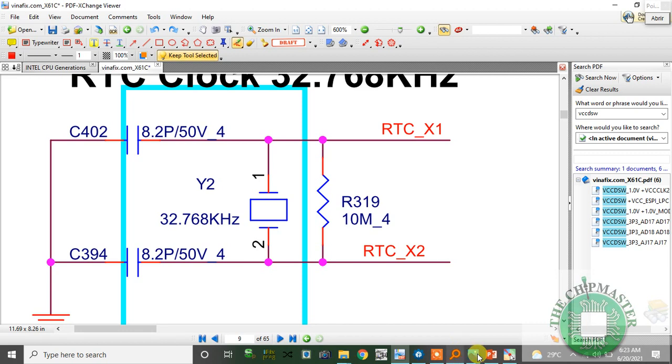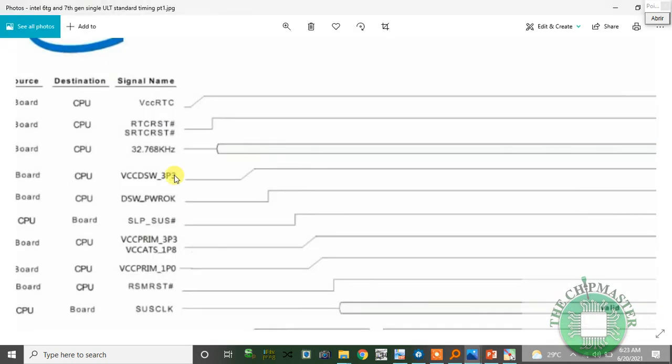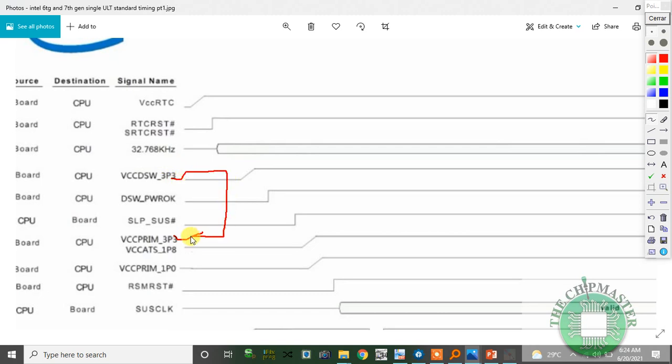So if it doesn't support the deep sleep, then VCC_SUS_3P3, VCC_PRIM and VCC_DSW will be connected together with the same power supply. This is normally powered by a PWM power supply. PWM stands for pulse width modulation. So VCC_PRIM_3P3 and VCC_DSW_3P3 will be connected to the same power supply, and VCC_PRIM_3P3 is the CPU standby power supply.